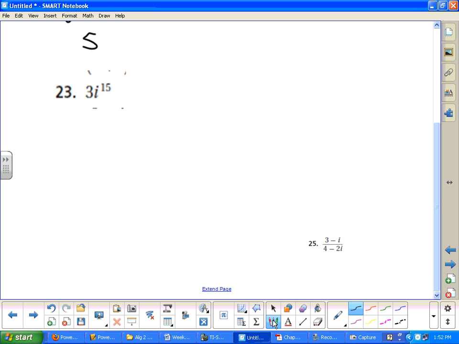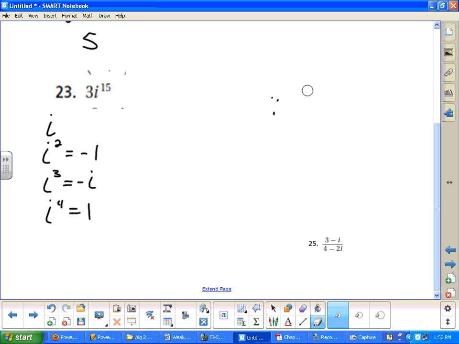Number 23. Remember we did the pattern for the i's. We had i squared is -1, i cubed is -i, and i to the 4th is 1. So everything else applies to this. So what we want to do is figure out, divide by 4, what's my remainder for the exponent, first of all. So if I take 15 and divide by 4, however you want to do it is fine.